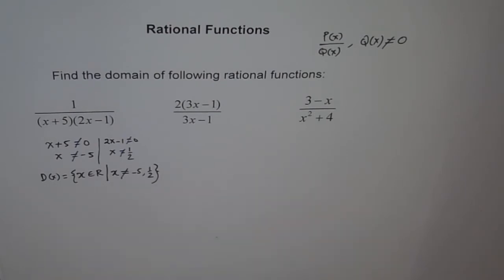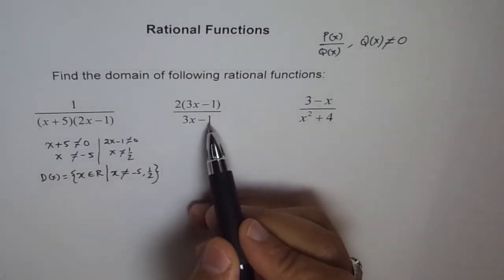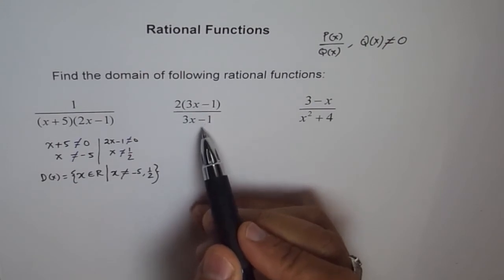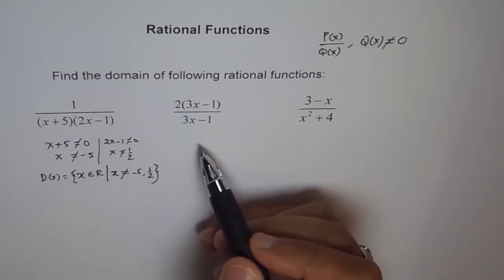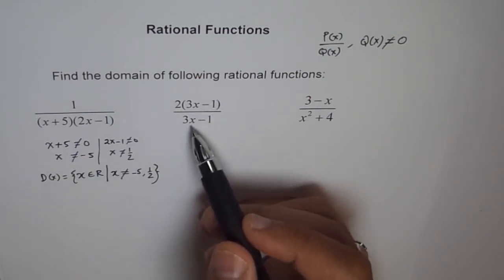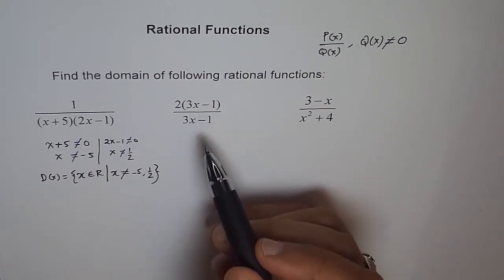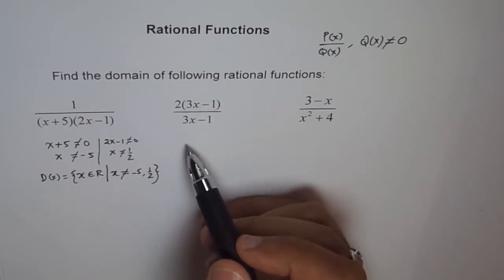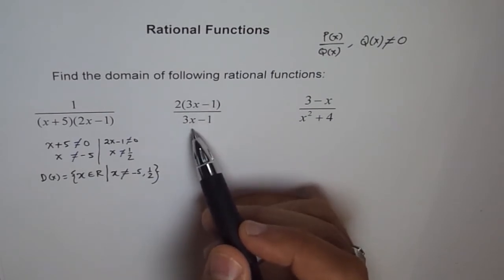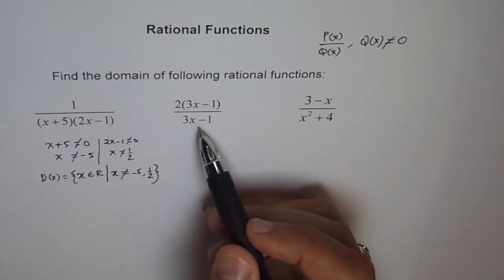Let's look into the next rational function. Here we have a factor 3x minus 1 in the numerator as well as in the denominator. Students normally cancel them out and then say there is no restriction because it cancelled out. Well, that's a huge mistake. You need to write restrictions before cancelling out the factors, okay?